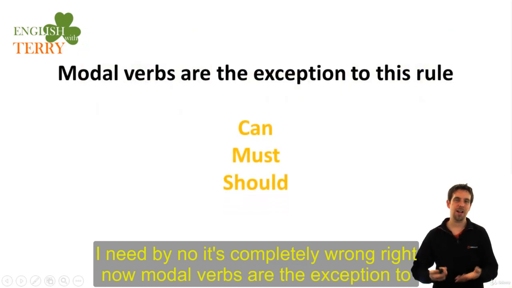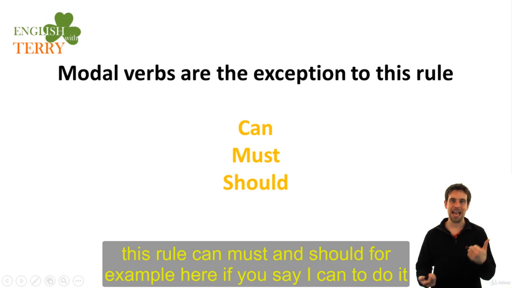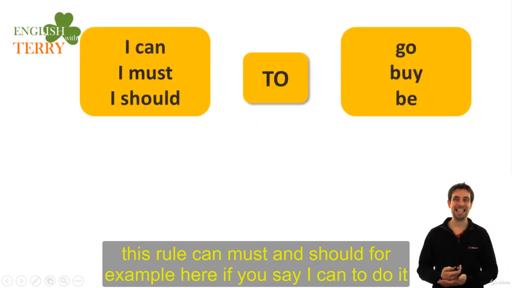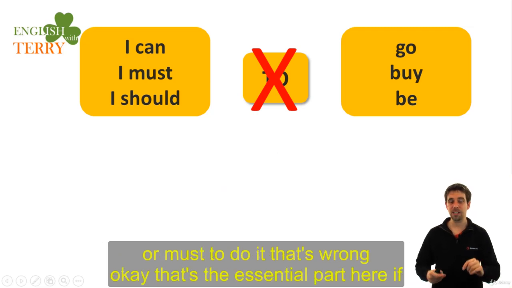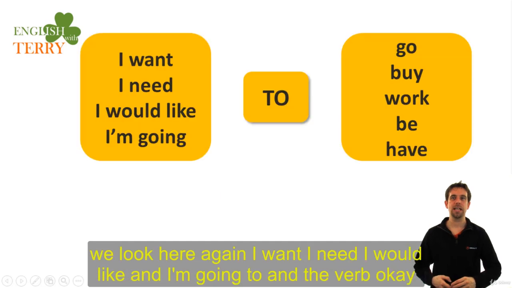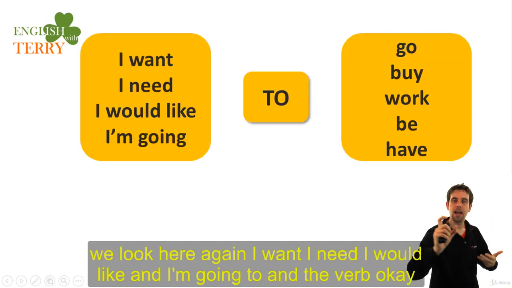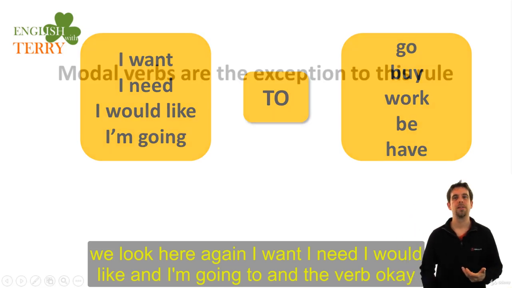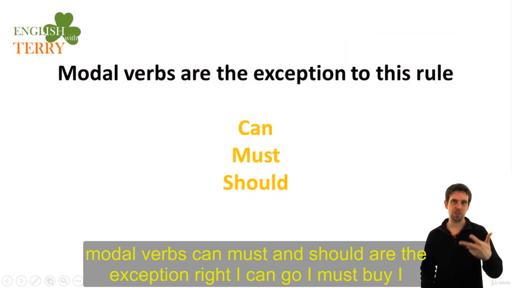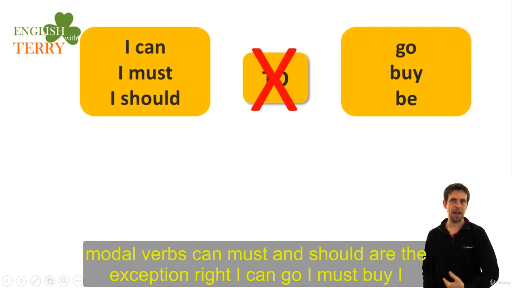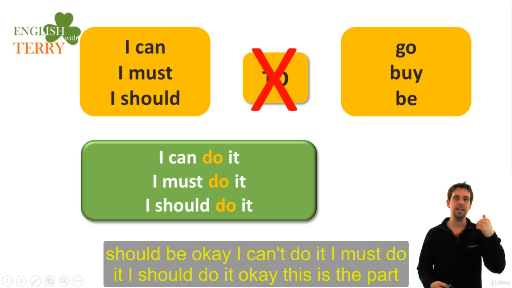Now, modal verbs are the exception to this rule. Can, must, and should, for example. Here, if you say I can to do it or must to do it, that's wrong, okay? That's the essential part. Here, if we look here again, I want, I need, I would like, and I'm going, to and the verb, okay? Modal verbs can, must, and should are the exception, right? I can go, I must buy, I should be, okay? I can do it, I must do it, I should do it, okay?